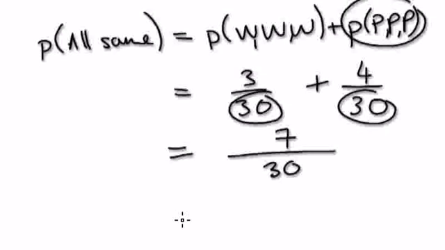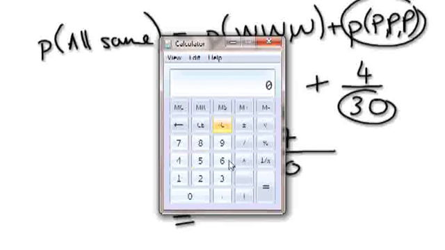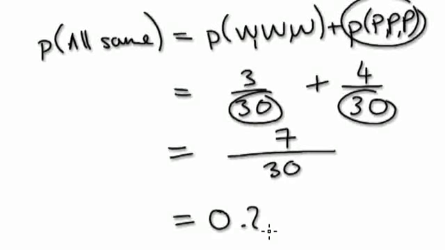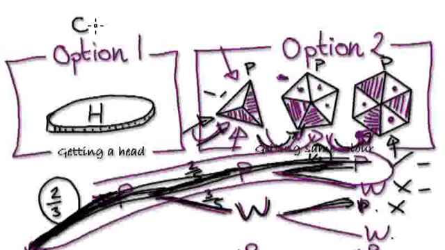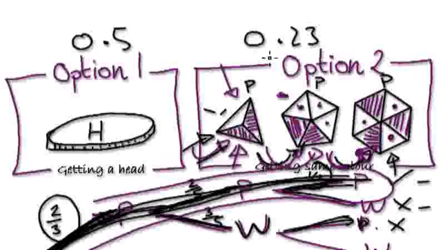Now jump to a calculator and convert that to a decimal. 7 divided by 30 equals 0.23. So it's actually quite hard to get compared to the coin. The coin is 0.5. This one here is 0.23.